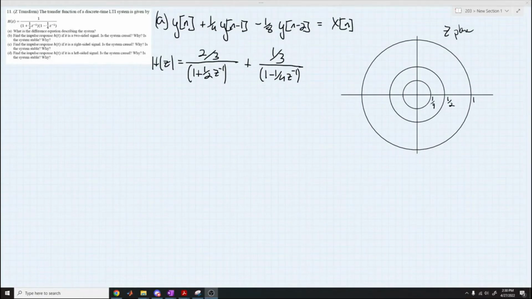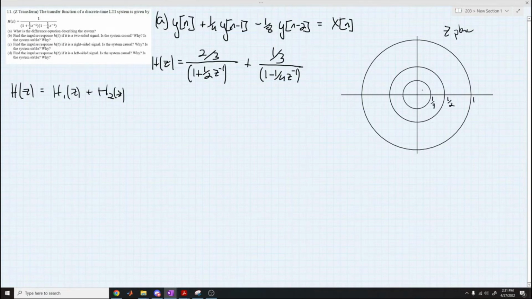All right, so for part B, we want to find the impulse response h of n if it's a two-sided signal. Now, if it's a two-sided signal, that means all regions of convergence have to be the intersection, right? But if it's two-sided, that means that if H of z is composed of an H1 of z plus an H2 of z, then H1 of z either has to be anti-causal or causal, and then H2 has to be the opposite, right?